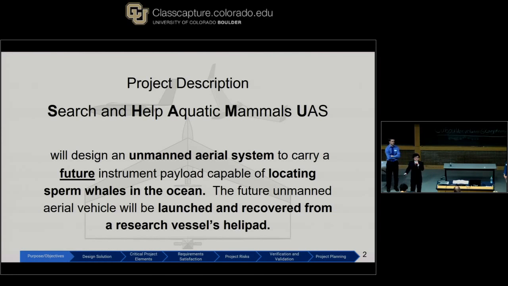SHAMU's project is to create an unmanned aerial vehicle capable of carrying a payload that will be capable of locating sperm whales. This vehicle will be deployed from a vessel's helipad.